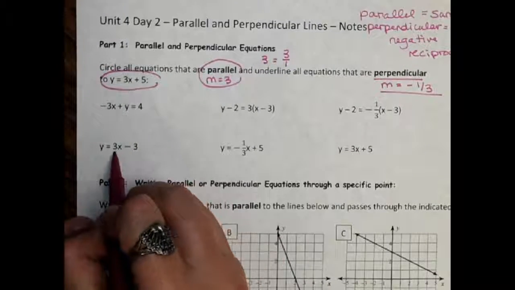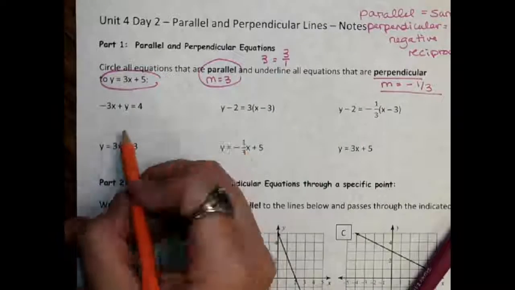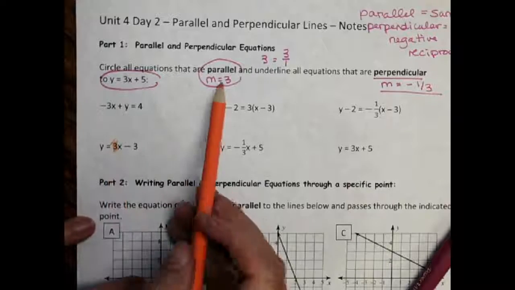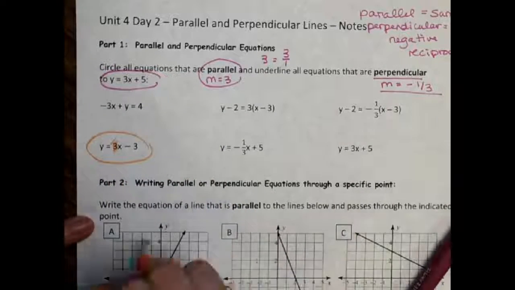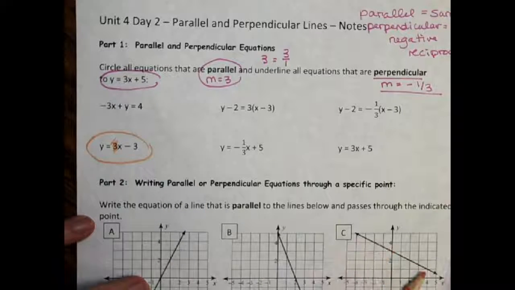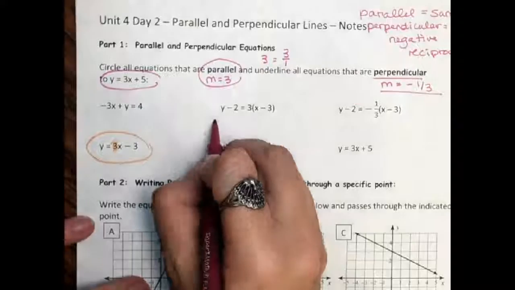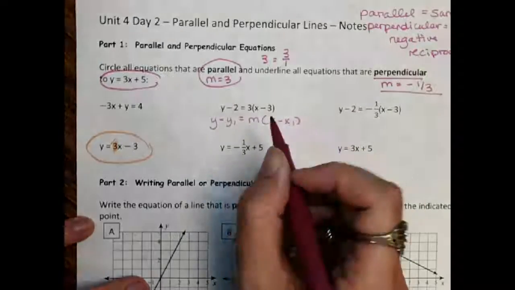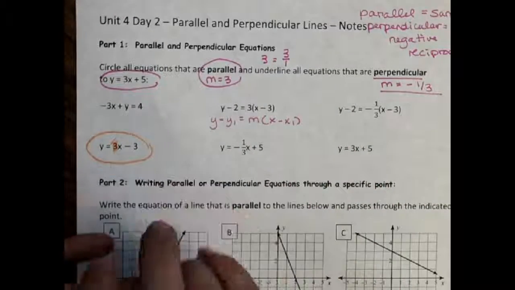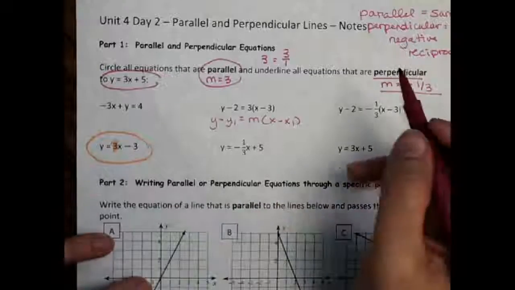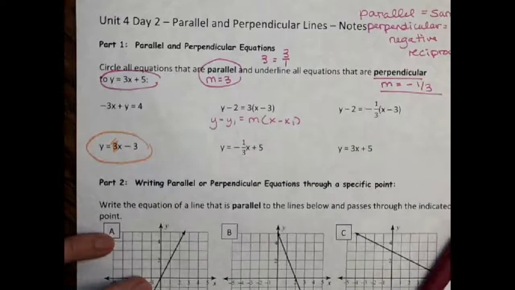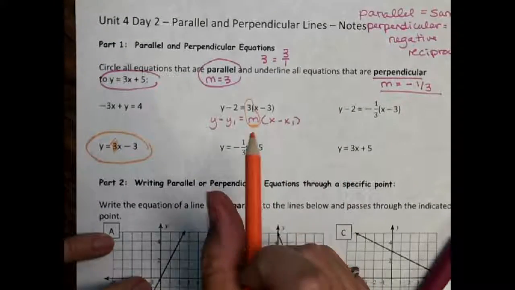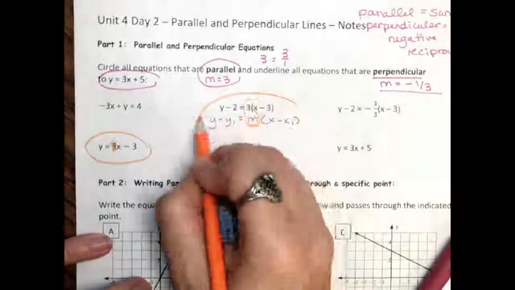Well, this one has a slope of 3, because here's the slope right here. The slope is this number right here before the x. I was looking for ones with a slope of 3, so that one's parallel. Which other ones have a slope of 3? Well, this one right here is in the form y minus y1 equals m times x minus x1. This is point slope form and the best form of a line ever. It's so awesome. We're going to use it on this whole worksheet. But the slope is still right here, m. There's the slope of 3. So this one also has a slope of 3, so this one is also parallel.